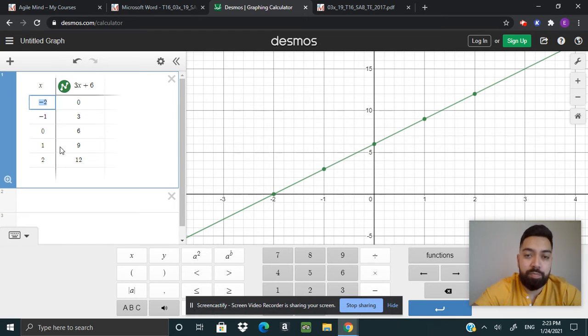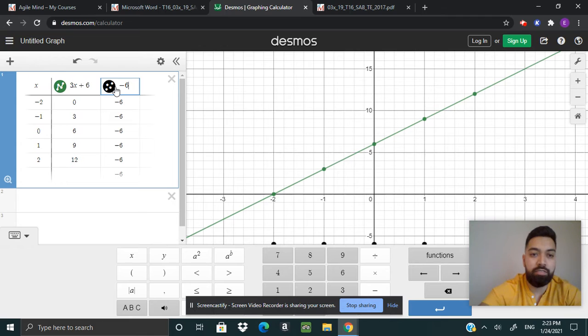Now, here's what you're going to do. Here's how you include that negative 6. This is already one of the equations for us, 3x plus 6. If you click over in the next column, you can type in a new equation. So this is going to be y equals negative 6. You just put the negative 6 in there. You don't need the y equals. Okay? And now you can see this. These are all negative 6. Okay, now there's an issue here.